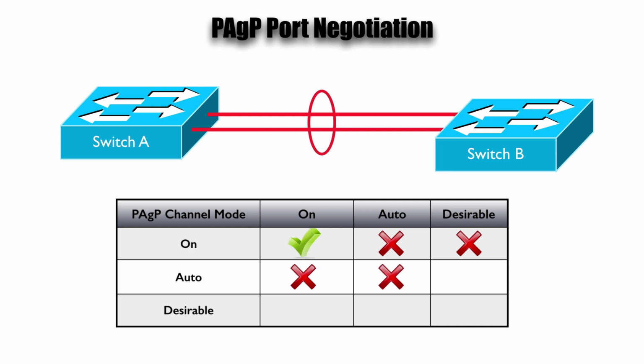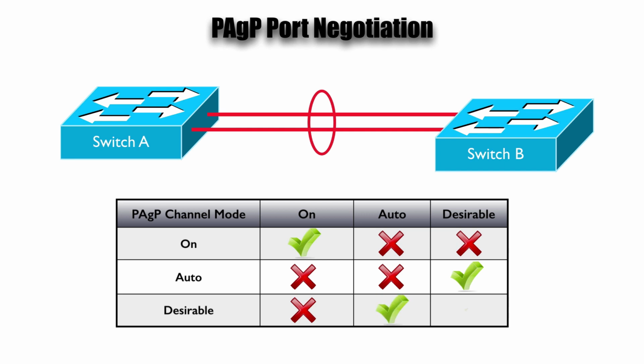However, if one side is set to auto and the other side is set to desirable, the desirable side will initiate, it will send out those PAgP frames. The other side will see those and say, oh, you want to be a channel? Great, let's form an EtherChannel. Again, desirable and on will not work because on will only form an EtherChannel if the other side is set to on. We already said that desirable and auto work.